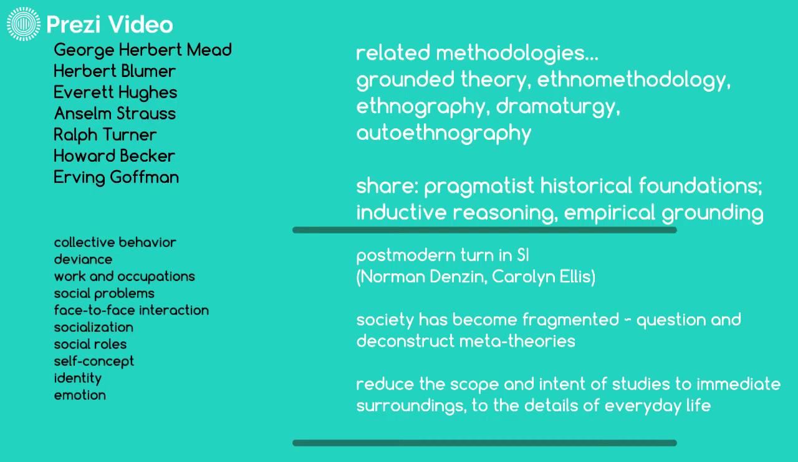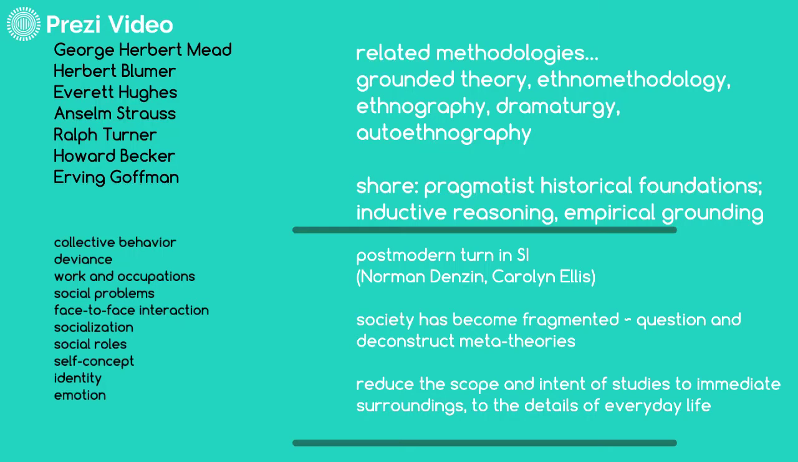On the bottom left, you see a list of kinds of things that have been studied using symbolic interactionism. Especially early studies looked at things like deviance or work and labor, and especially within particular occupational categories, but also social problems, socialization, self concept, and so on.